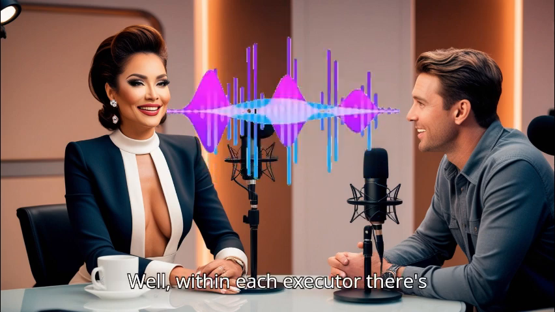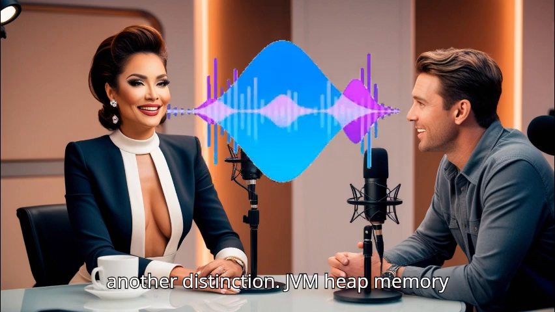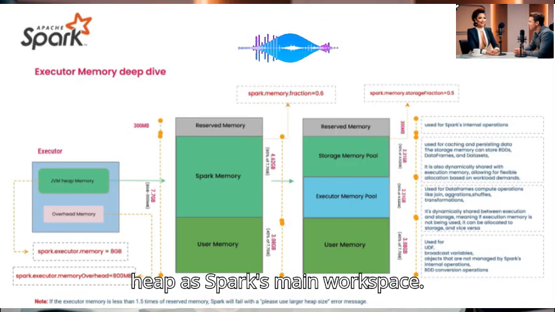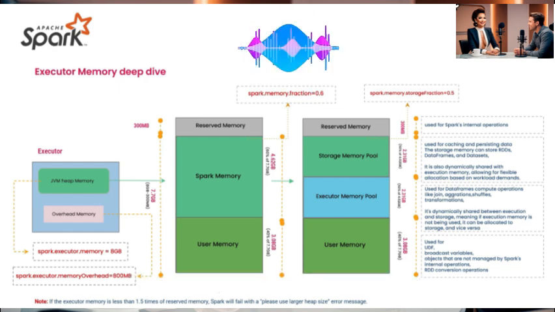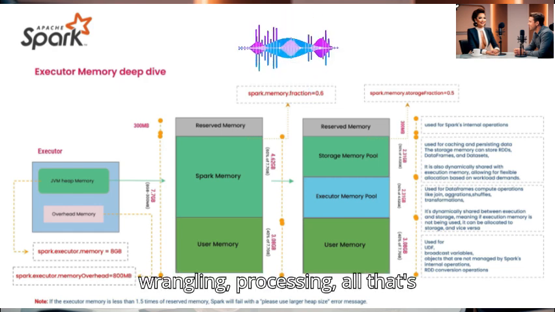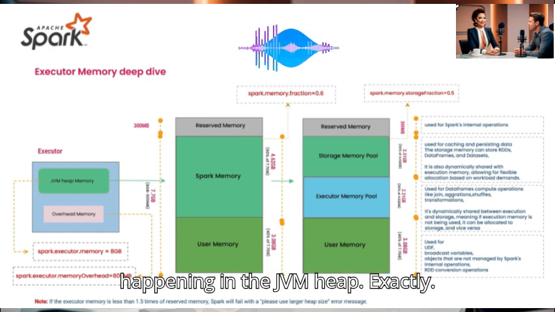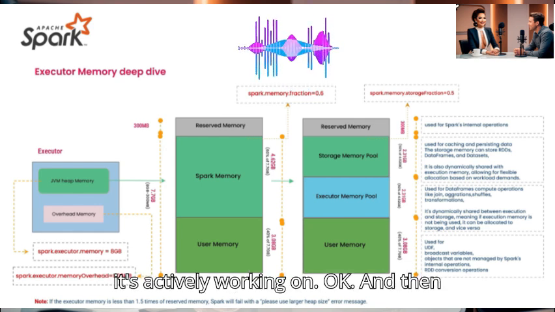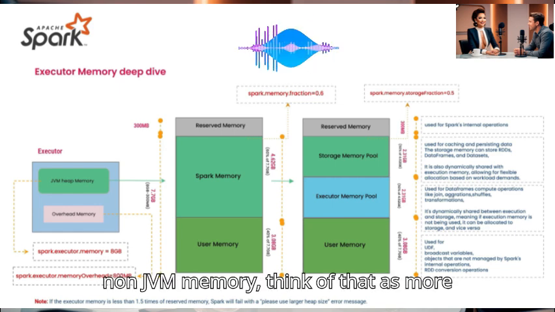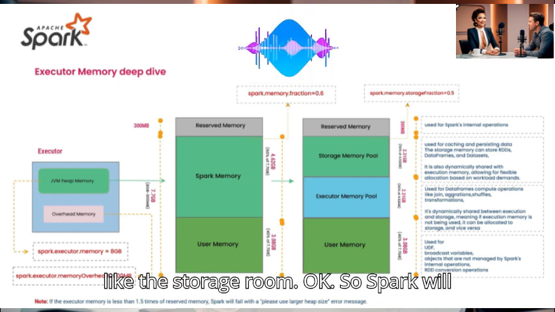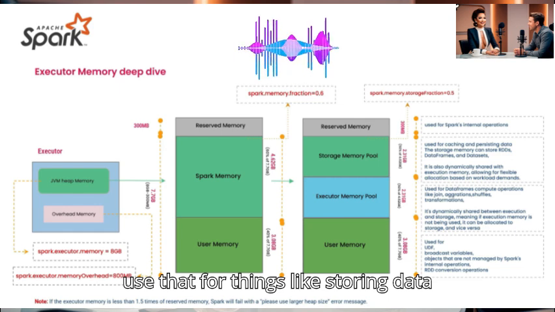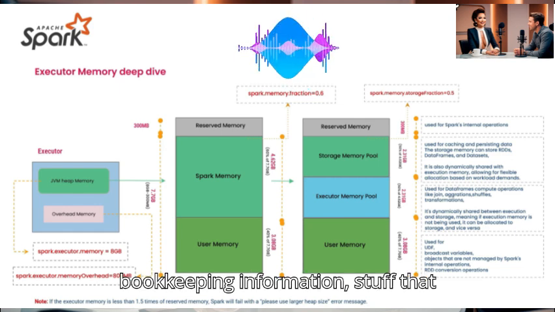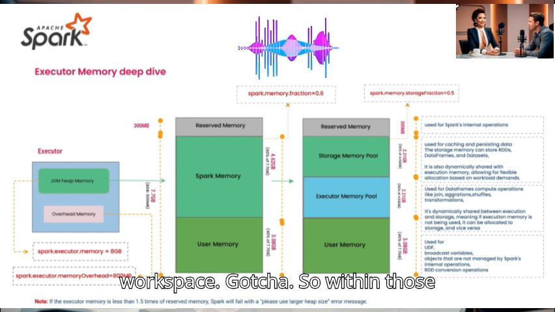What else? Well, within each executor, there's another distinction. JVM heap memory versus non-JVM memory. Okay. Think of JVM heap as Spark's main workspace. So that's where all the data wrangling, processing, all that's happening in the JVM heap. Exactly. That's where Spark stores the data that it's actively working on. Okay. And then non-JVM memory, think of that as more like the storage room. Okay. So Spark will use that for things like storing data structures, maybe some internal bookkeeping information, stuff that doesn't need to be in that main workspace.